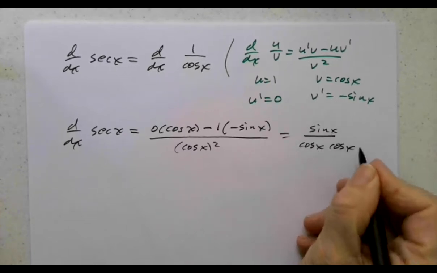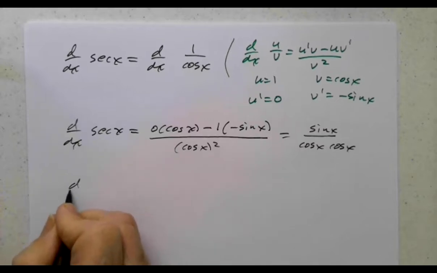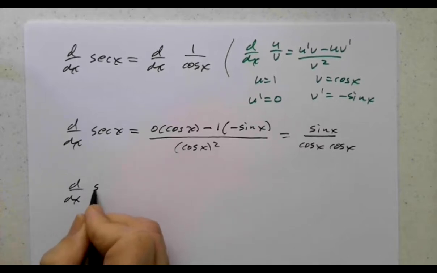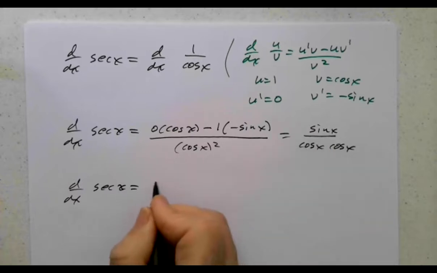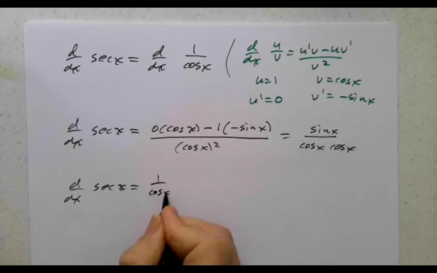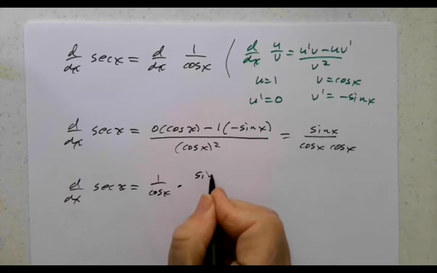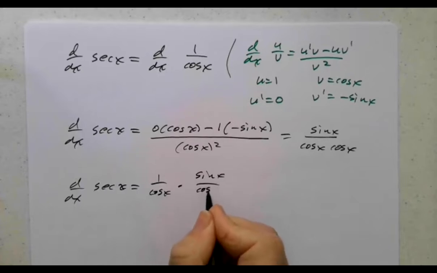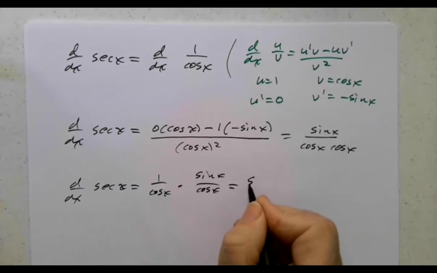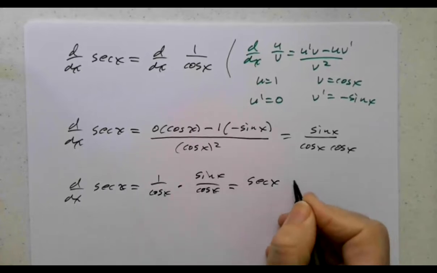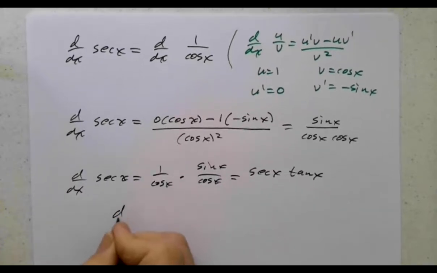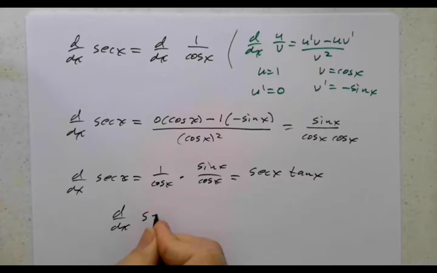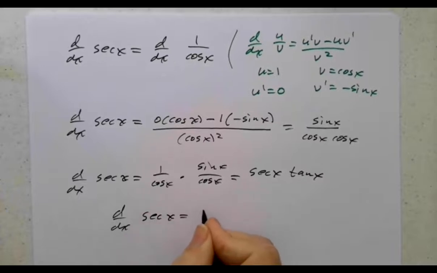Now, the way this is usually memorized is as follows. We usually think of this as 1 over cosine x times sine x over cosine x. 1 over cosine x is, of course, secant. Sine x over cosine x is tangent. So our fifth rule is the derivative of secant is sec x tan x.